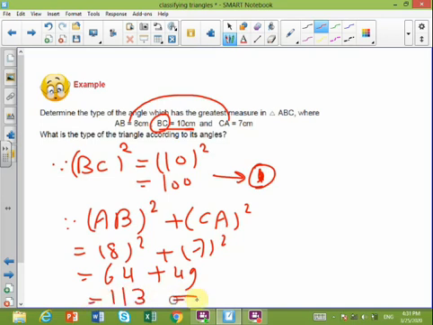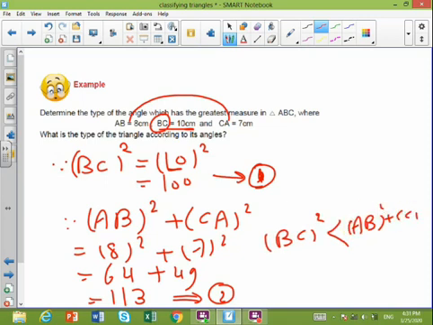What did you notice here? This is number 2. What did you notice from 1 and 2? That the longest side squared, which is BC squared, is smaller than the sum of the squares of the other two sides. This means that angle A, opposite to BC, is an acute angle, and the type of the triangle is an acute angled triangle.